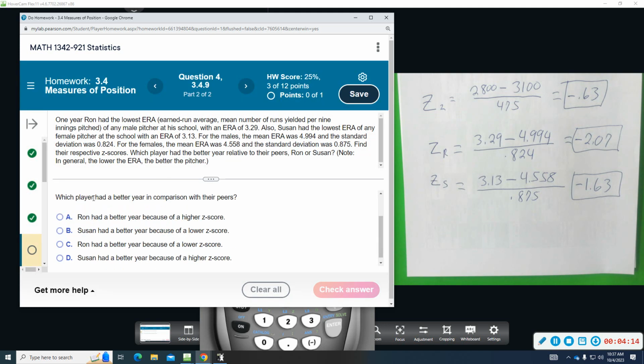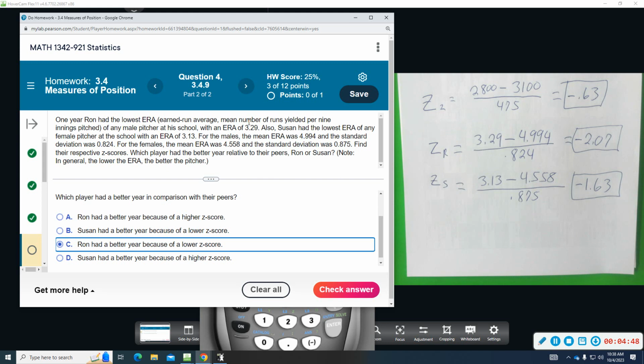All right, now part B. Which player had a better year in comparison with their peers? So it looks like Ron had a better year, I guess, in terms of giving up fewer runs. He gave up fewer. Susan's run average is higher. She gave up less than her peers, but more in comparison to Ron. So Ron had a better year because of the lower Z-score.